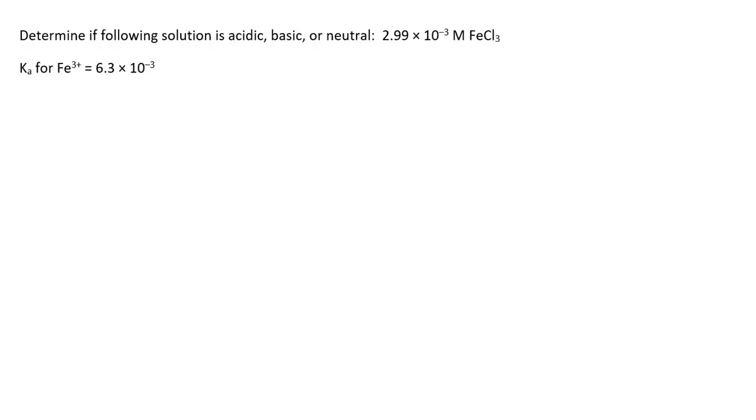So we'll work through several examples where we have a particular solution and we want to determine if it is acidic, basic, or neutral. Now for all of these examples, there are molarities included. The goal, though, is not to use those molarities to calculate pH. That's not what we're trying to do here. We're just going to look at the chemical formula to make our determination.